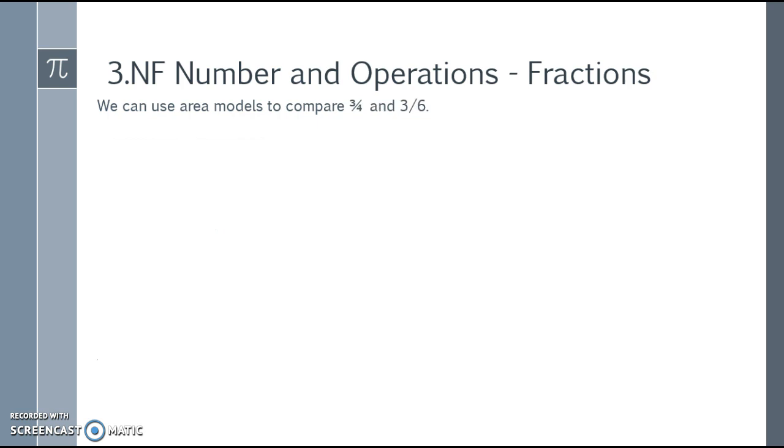We can use area models to compare 3/4 and 3/6 in a different way. So again, our numerators are the same, our denominators are different. So I have the same size boxes. 3/4 is 3 copies of 1/4. So splitting our box into fourths, I need 3 1/4 shaded. On the right, I've got 6 boxes because I need 3 copies of 1/6. 3/4 is greater than 3/6. I can see that more of the area of the boxes is shaded than 3/6.